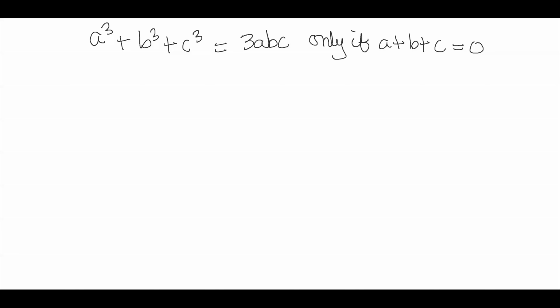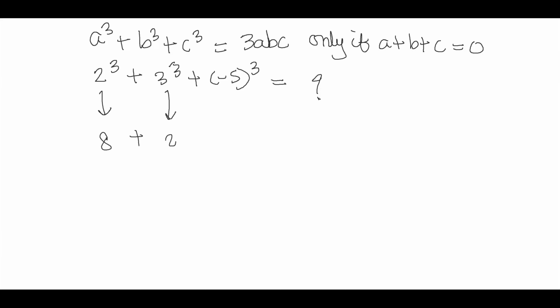Okay, so we have 2 cube plus 3 cube plus minus 5 cube. What is the value of this? So let us do one thing, first let us find this individually, numerically. Now you people know that 2 cube is 8, 3 cube is 27, and then minus 5 cube is minus 125. If you add 8 plus 27 and then subtract 125 from it, you will get minus 90. So we already know that the answer is minus 90.